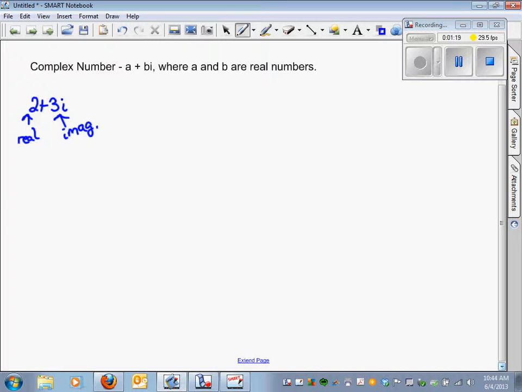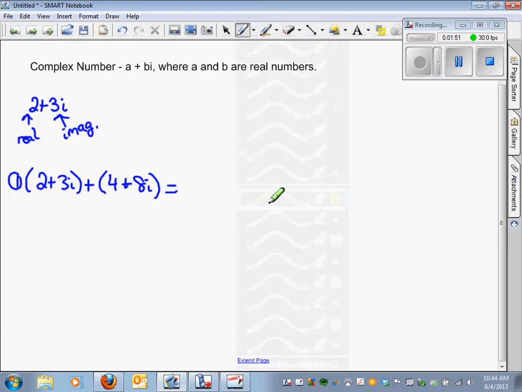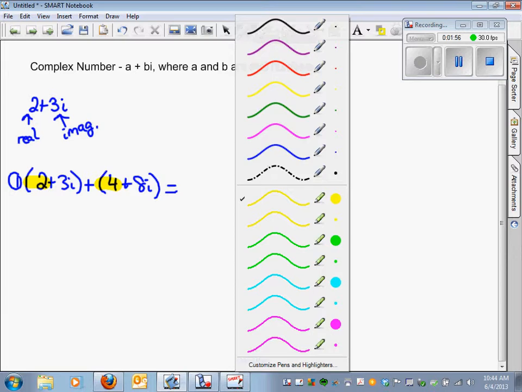So we're going to say that we have this complex number, 2 plus 3i, and we want to add that to the complex number 4 plus 8i. To add these two complex numbers together, we approach this very much the same way that we would approach combining like terms. We want to add the real portions and we want to add the imaginary portions. So our real portions are the 2 and the 4. So we simply add the 2 and the 4. 2 plus 4 will give us 6.